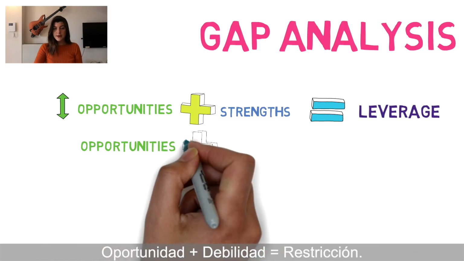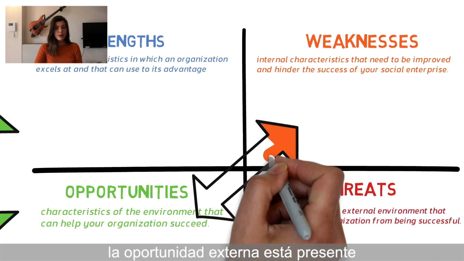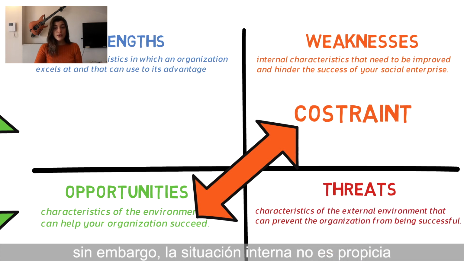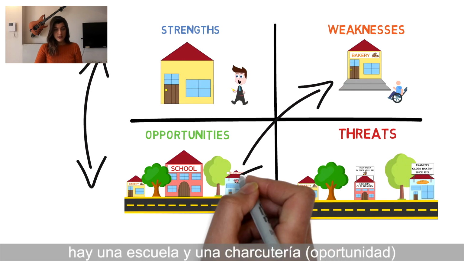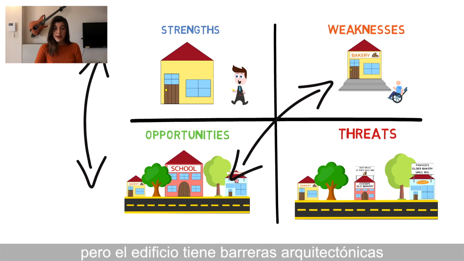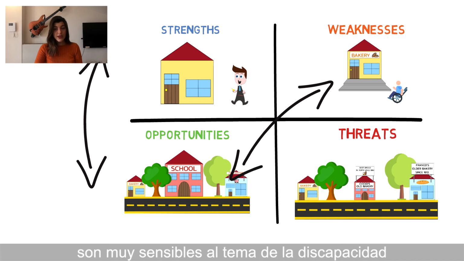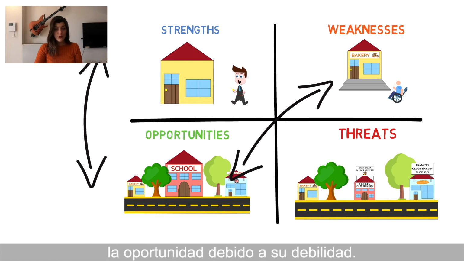Opportunity plus weakness equals constraint. In a constrained situation, the external opportunity is present. However, the internal situation is not conducive to taking advantage of the external opportunity. For example, there are a school and a delicatessen. This is an opportunity. But the building has architectural barriers. This is a weakness. And in the school, students are very sensitive to the issue of disability. This means that you will not really take advantage of the opportunity because of your weakness.